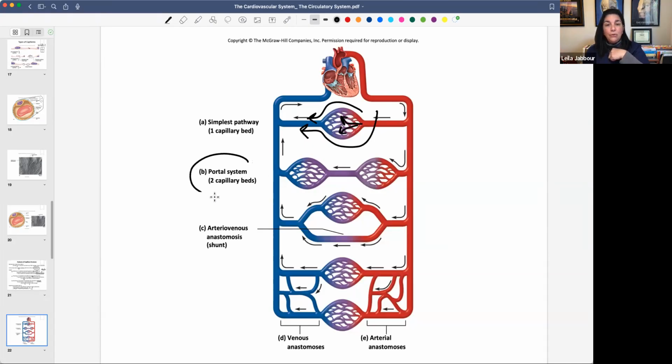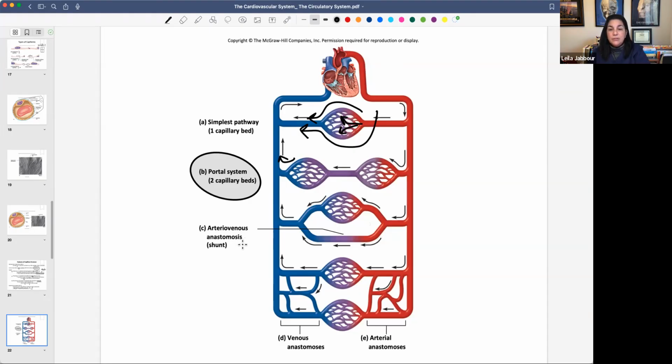Sometimes there's what's called a portal system. In a portal system, there are two capillary beds that are continuous. So you'll have some of the exchange in the first capillary bed and the remaining exchange in the second capillary bed. And then the blood will come out of this and finally be sent to the venous circulation.